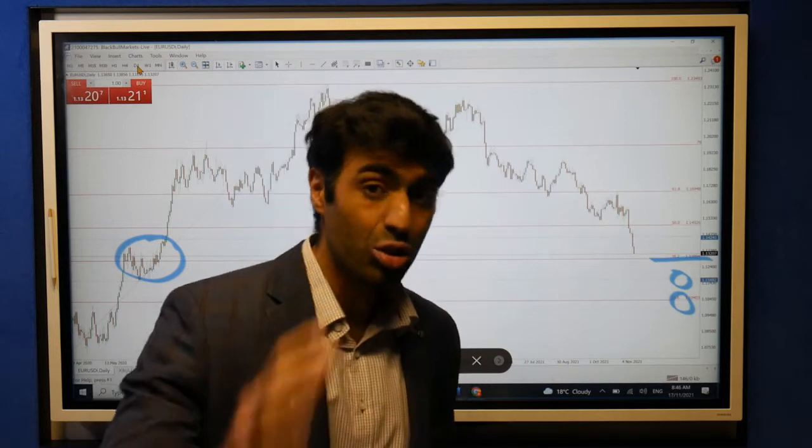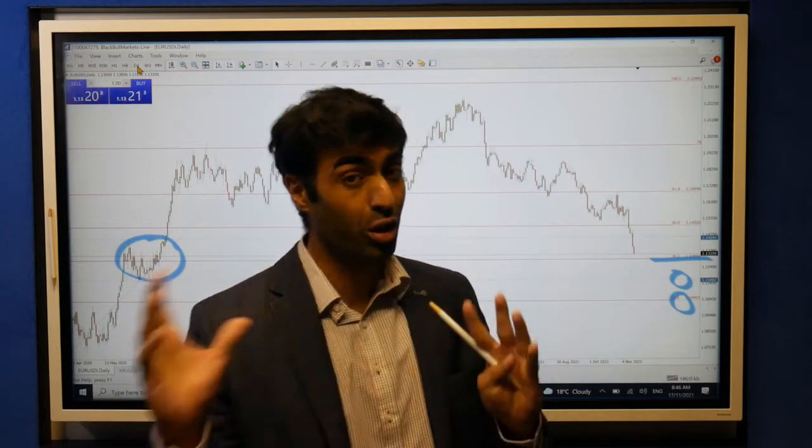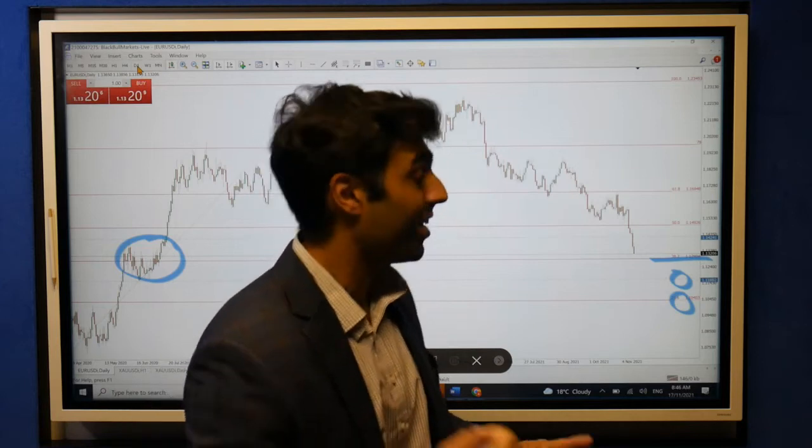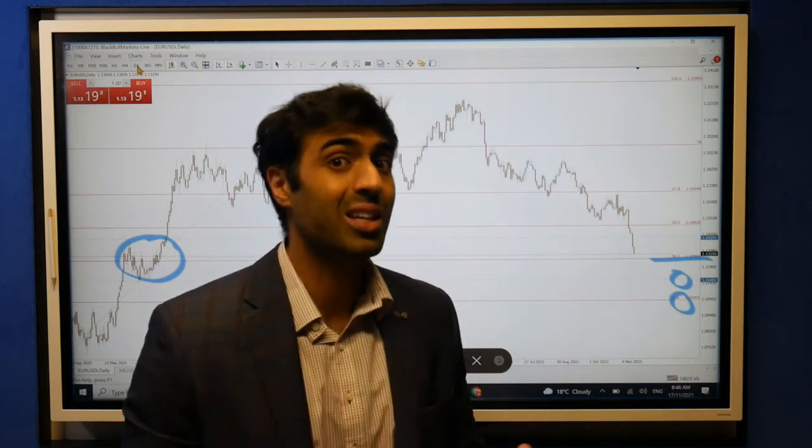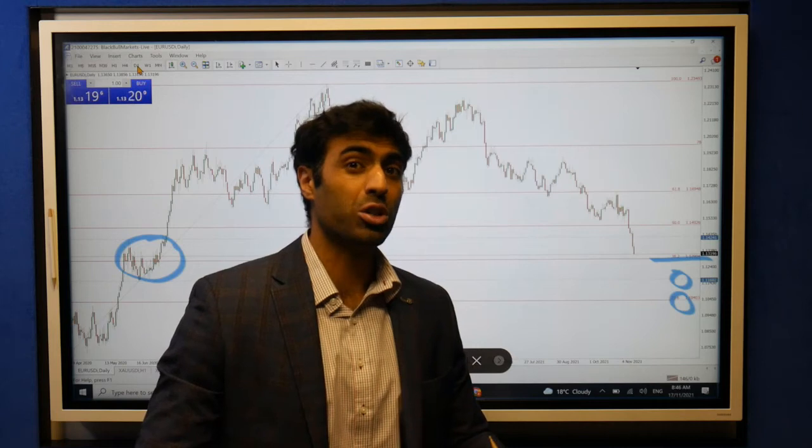So do stay safe if you are trading this. If you're looking for a reversal, you could get lucky and catch a few pips, but momentum's to the downside. So stay cautious when you're trading, look at the fundamentals and risk manage well.